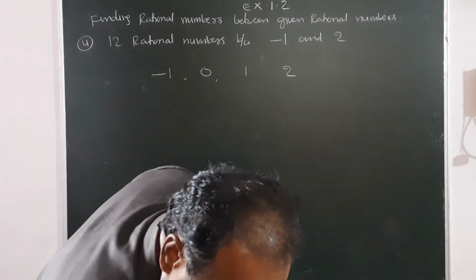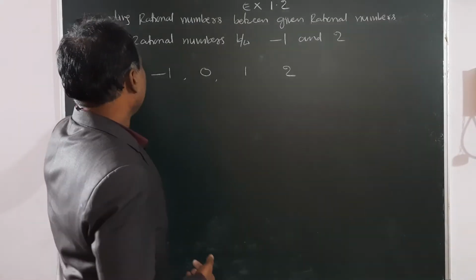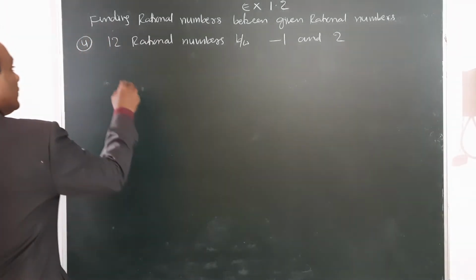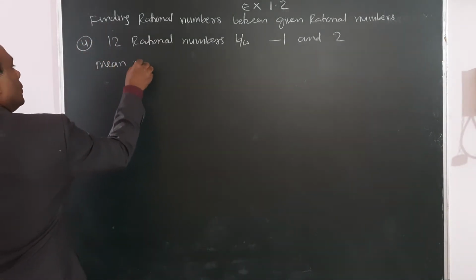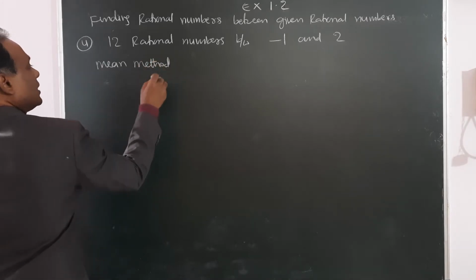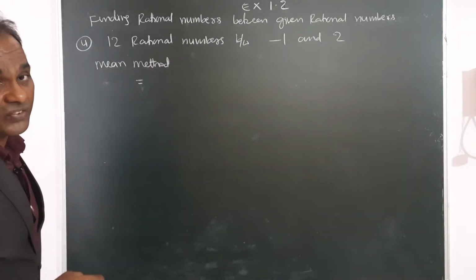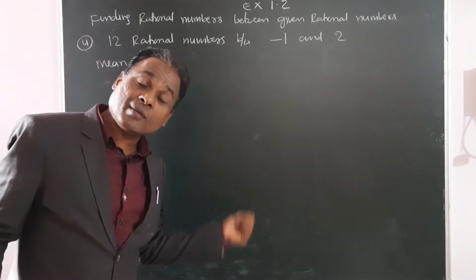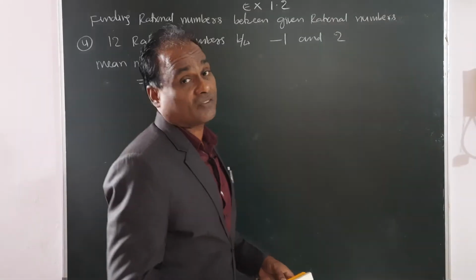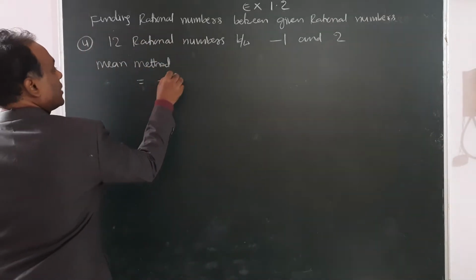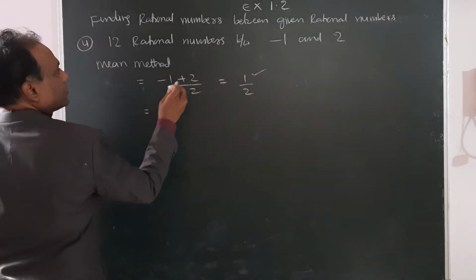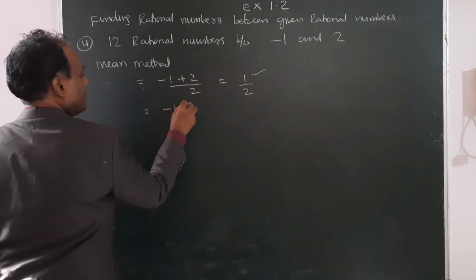So we have various methods. One is the mean method I explained. I will solve this by the second method, but for your understanding I will explain the mean method. This is a lengthy method. If one or two numbers are asked, this method will be convenient. But if you are asked to write many numbers, the second method, making the denominator same, will be convenient. So mean method means (-1 plus 2) by 2. This is one number. Second number, (-1 plus 1 by 2) by 2.